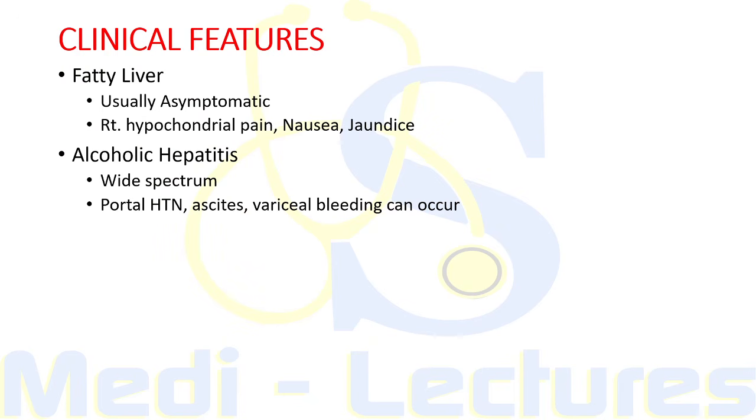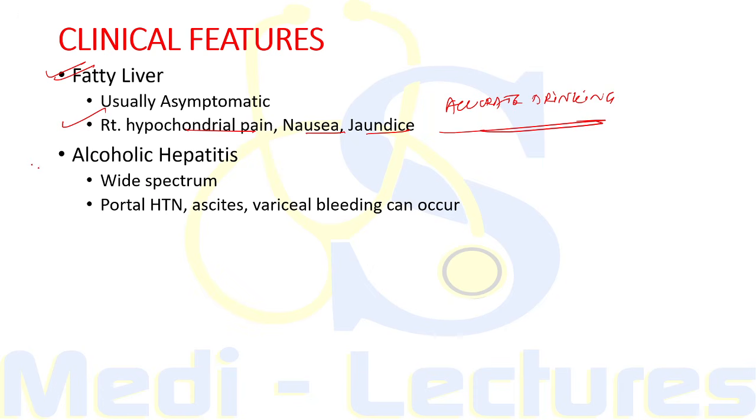Now, coming on to the clinical features, first we will discuss the features of fatty liver. Now, these patients are usually asymptomatic and are detected on patients' visits for some unrelated condition. Now, some patients have symptoms including right hypochondrial pain, nausea, and jaundice. Now, an accurate drinking history is required to differentiate this condition from non-alcoholic fatty liver disease.